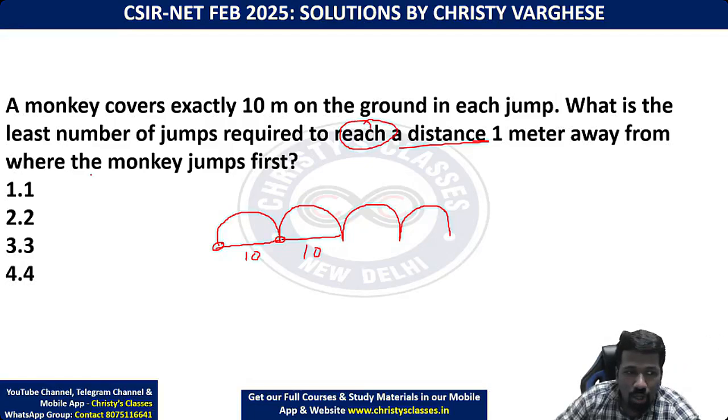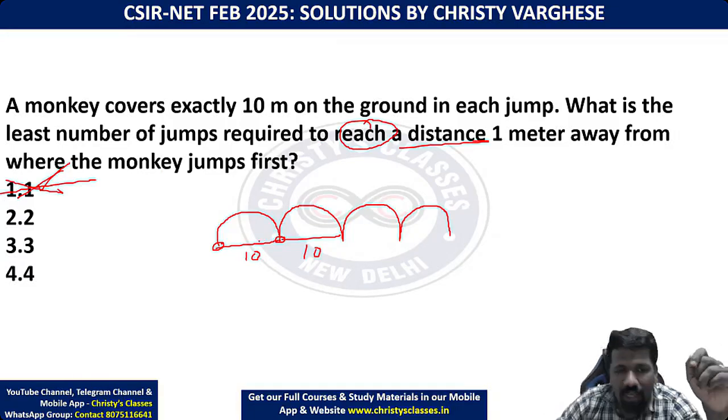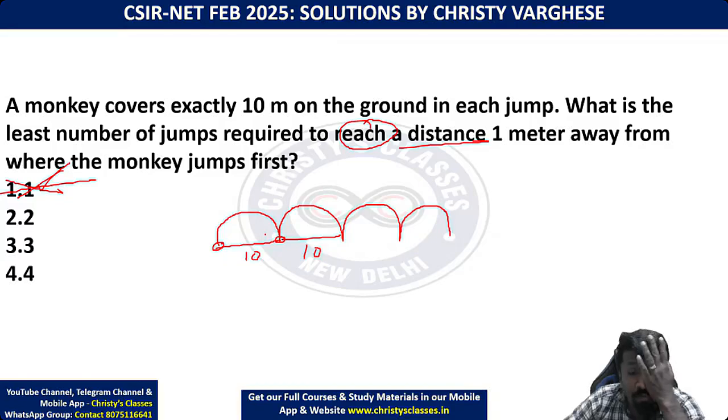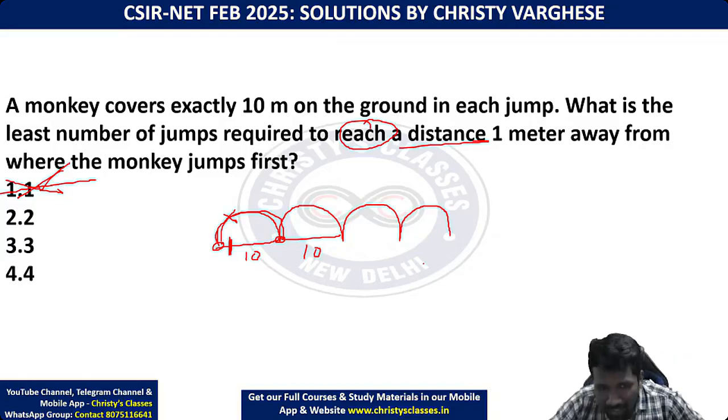If it was cross a distance, the first option would have been the answer, which is not the correct answer here. Because to reach, one jump is not enough. In one jump it is already crossing it. 1 meter is somewhere here. So it is crossing. That is when the monkey is in the air.